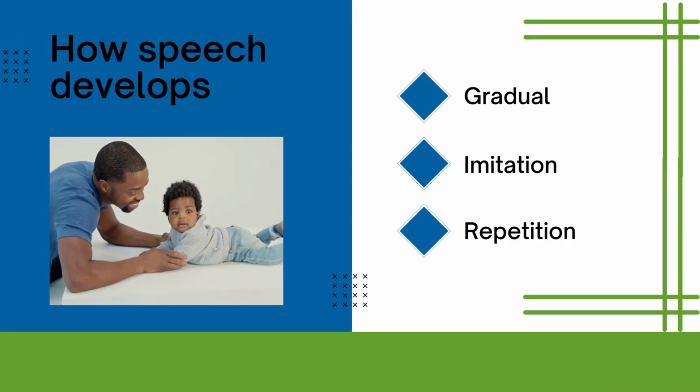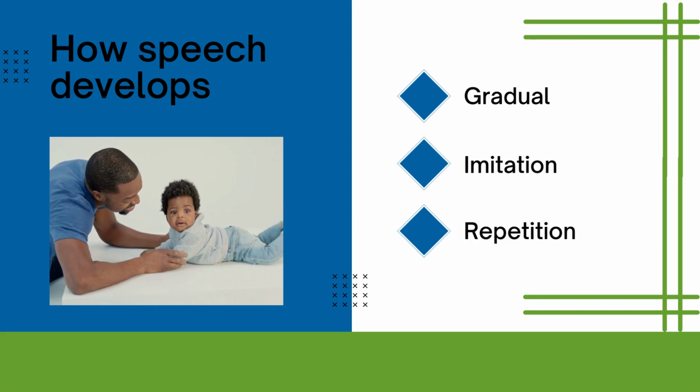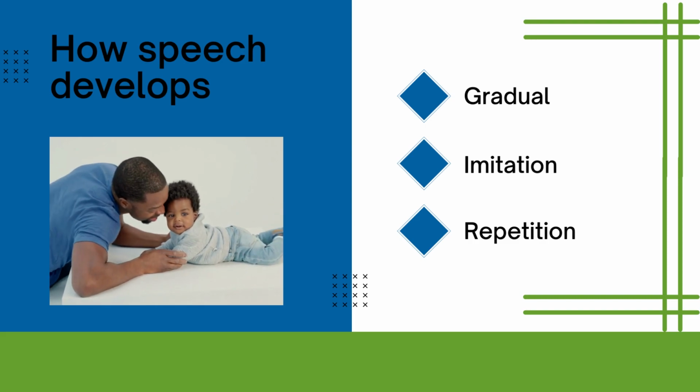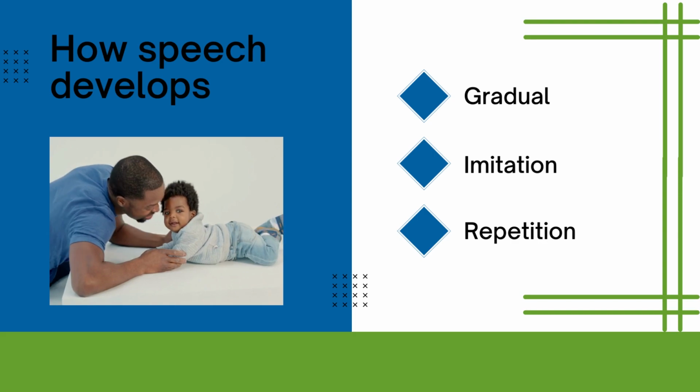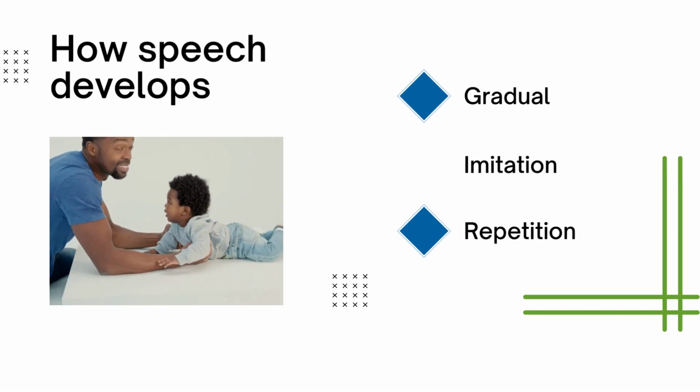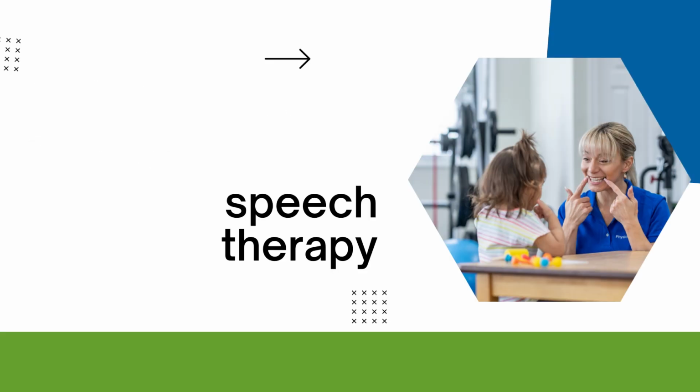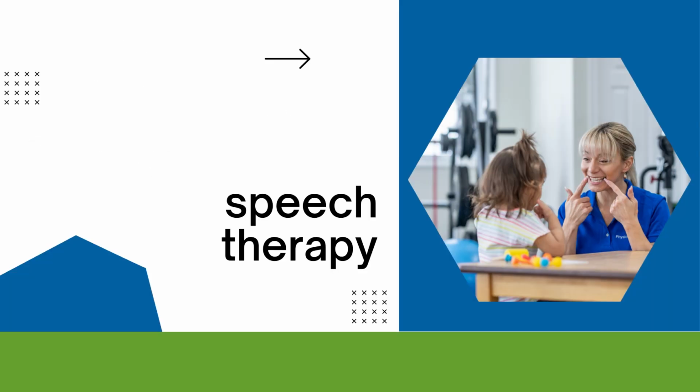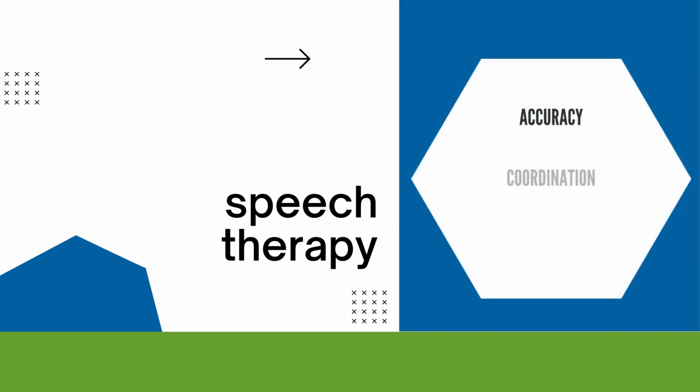Clear speech develops gradually over a period of years. It usually happens when young children imitate sounds and words they hear. And saying speech sounds that are clear and easy to understand takes thousands of repetitions. Speech therapy includes gradual progress, imitation, and repetition. Now, remember, when we talk about speech in this video, we mean the accuracy, coordination, and smoothness of sounds.